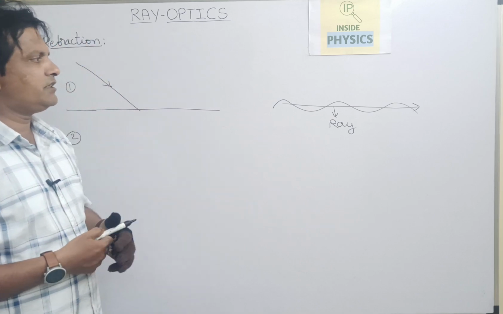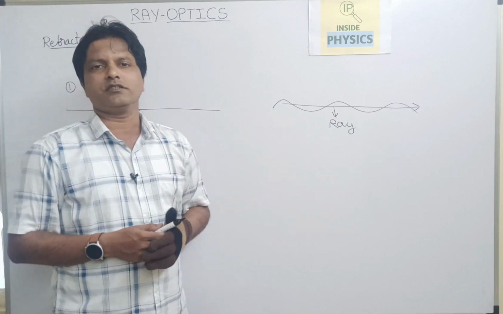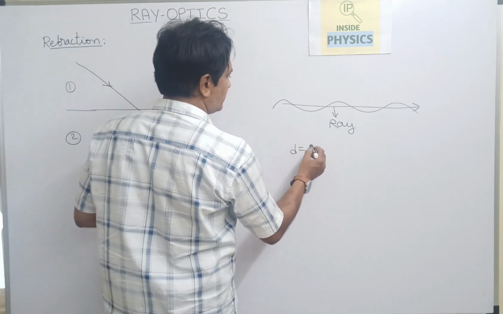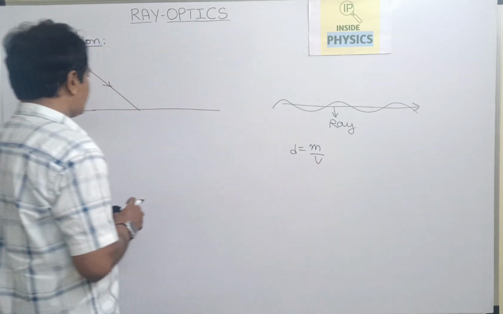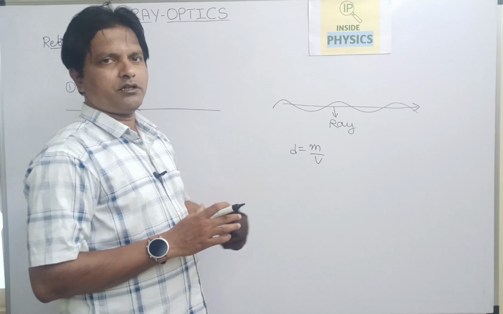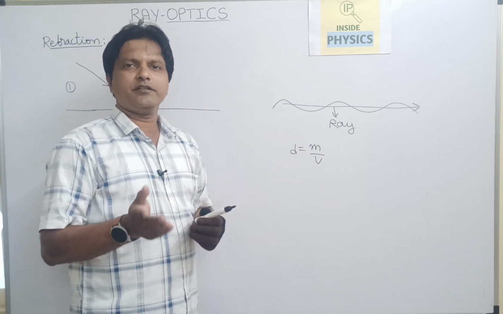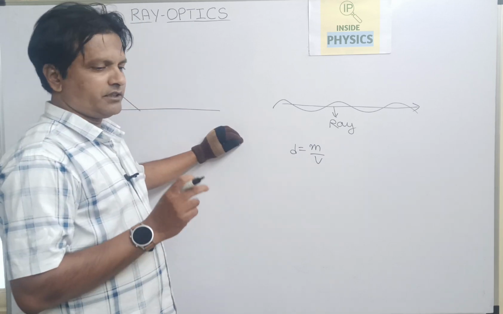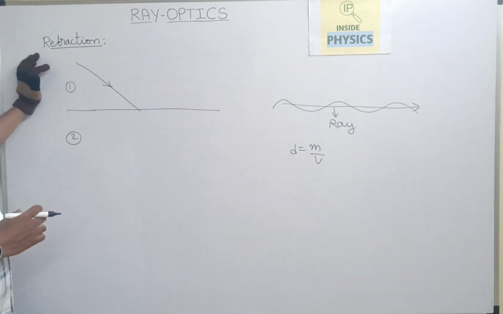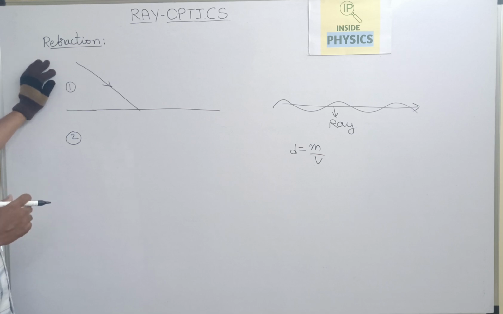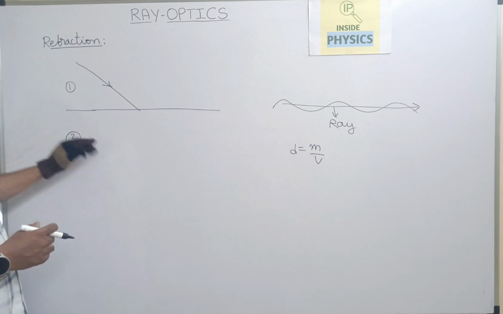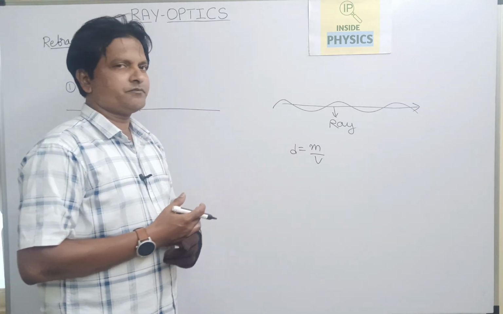Optical density is different from normal mass density. Normally we know that the mass density D is equal to mass per unit volume for a particular material. But here the optical density is related to the speed of light in different mediums. If this is medium 1 and this is medium 2, and this is a rarer medium, that means it is optically rarer. If this is a denser medium, it is optically denser. So normal density should not be confused with optical density.